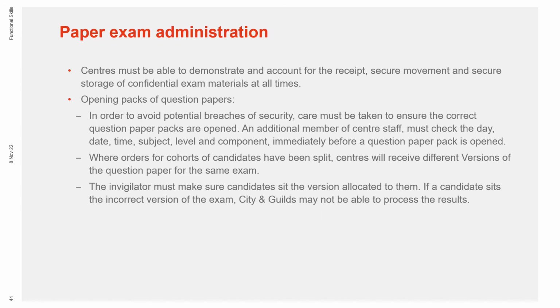Where orders for cohorts of candidates have been split, centres will receive different versions of the question paper for the same exam. The invigilator must make sure candidates sit the version allocated to them. If a candidate sits the incorrect version of the exam, City and Guilds may not be able to process their results.